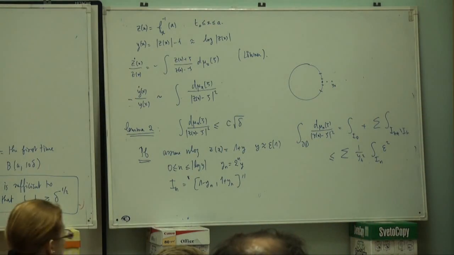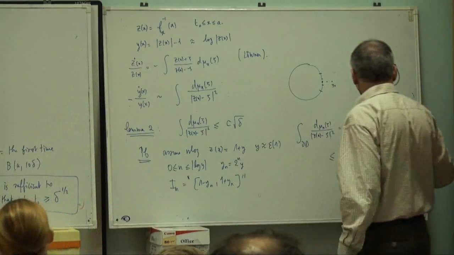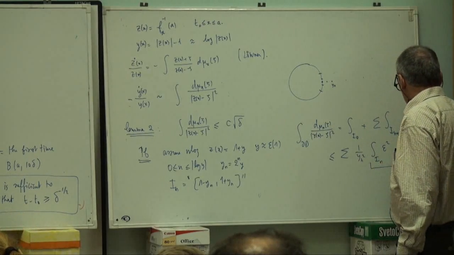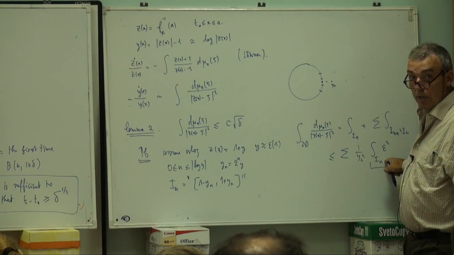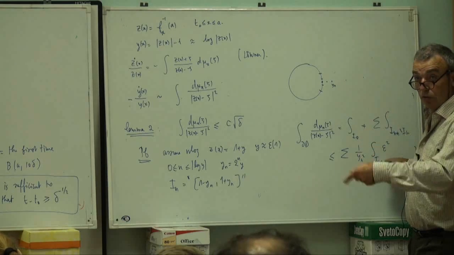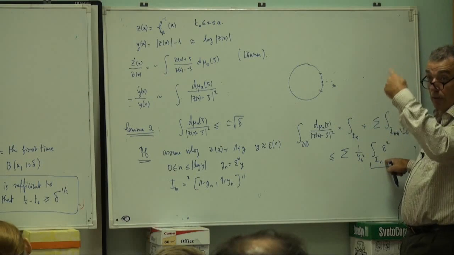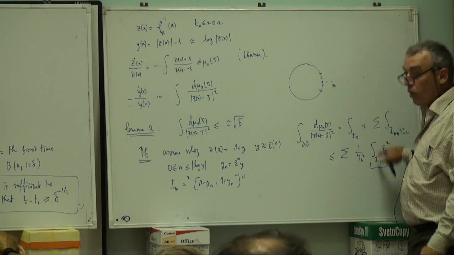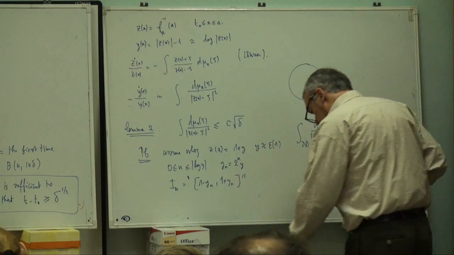So that's the thing we obtain. And now what we need is to have a local estimate here. Recall that the main lemma says that the integral over the circle of epsilon squared is less than delta to the power 1 plus c. Now we need a local version of that.